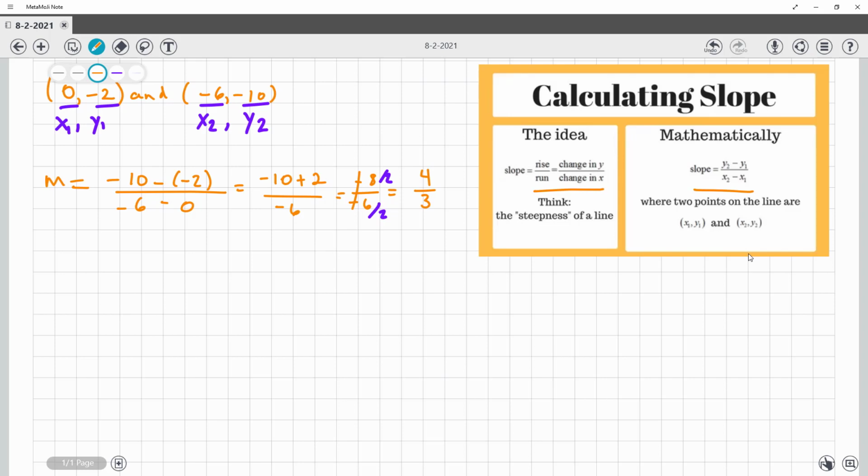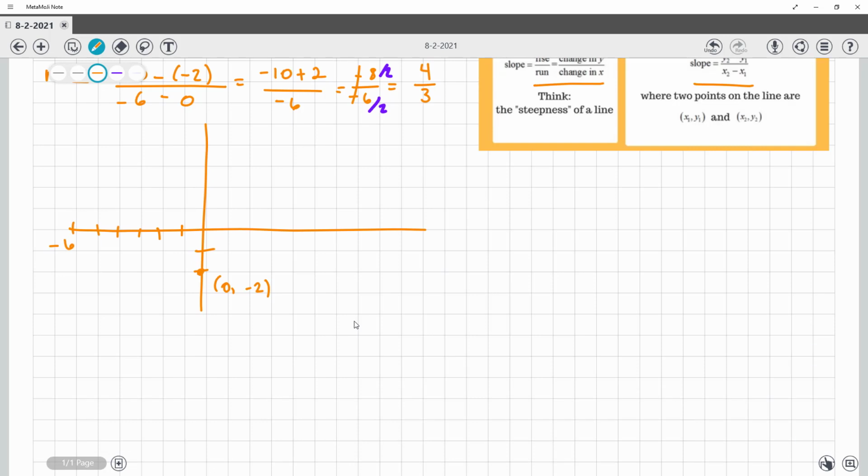Now, if you actually took the time and graphed these points, the first point, (0, -2), would be right there. Then for -6, that would be somewhere over here: 1, 2, 3, 4, 5, 6, -6. And then, of course, you need to go all the way down to -10: 1, 2, 3, 4, 5, 6, 7, 8, 9, 10. I believe that's it. Close enough, probably, right? And then I put the point here, which is, once again, the point (-6, -10).